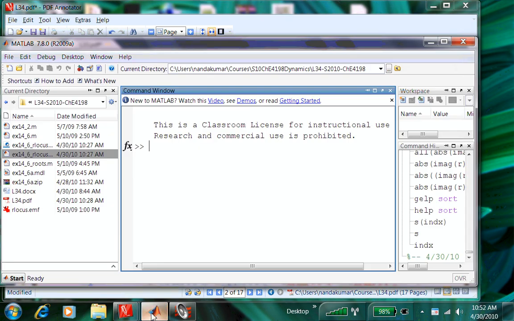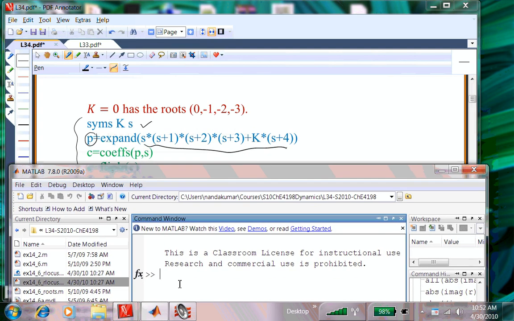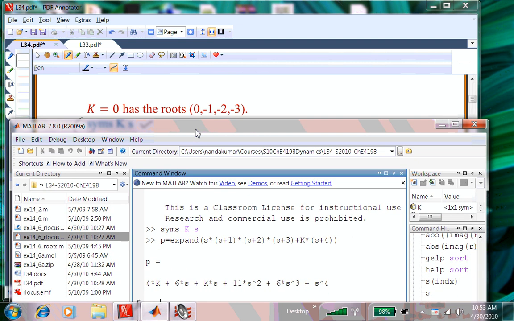Maybe it's better that I do this here. Then p is equal to expand of s times s plus 1 times s plus 2 times s plus 3 plus k times s plus 4. If I make any mistake or typo, please correct me. I just want you to see what kind of results it produces. It's going to expand and produce a symbolic expression that is 4 degrees in length, but with k as a symbol.